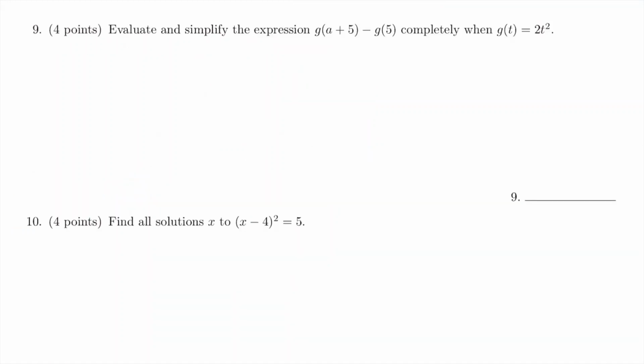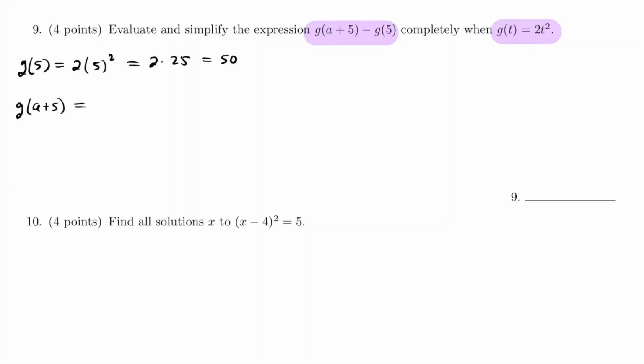Okay, so for number 9, we're going to evaluate and simplify this expression using this function. So first, you're going to compute g of 5. So plug in 5 into g. So that would give you 2 times 5 squared. That would be 2 times 25, which is 50. And then you will evaluate g of a plus 5. So that would be, again, plugging in a plus 5 into g.